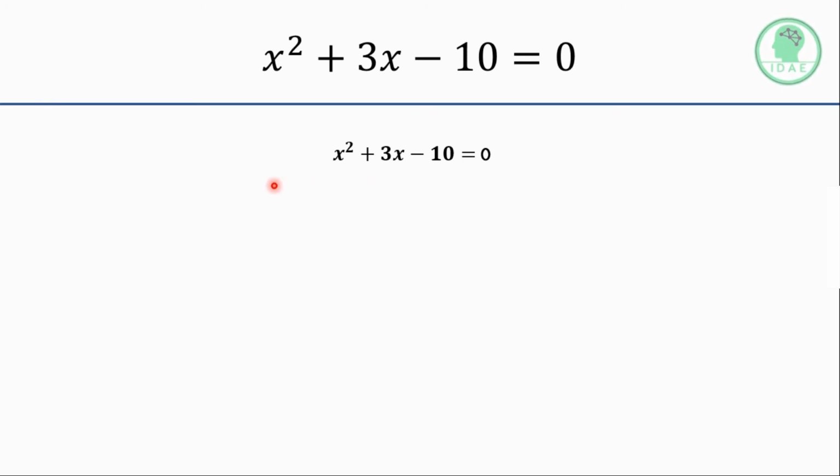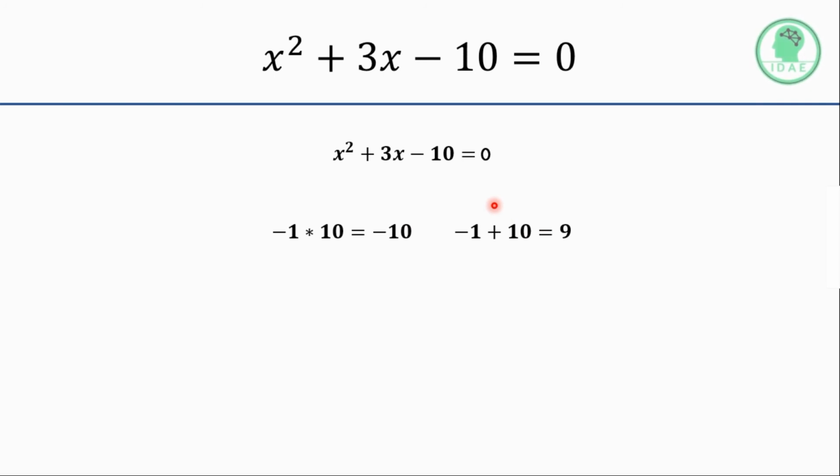Okay, so let's search for those two numbers. So we have negative 1 and 10. When we multiply those two numbers, we get negative 10. That's good. But when we add them, we get 9, okay? And we don't need that. We need 3. We need the addition to be 3 and the multiplication to be negative 10. Now here the multiplication is okay, but addition is not.